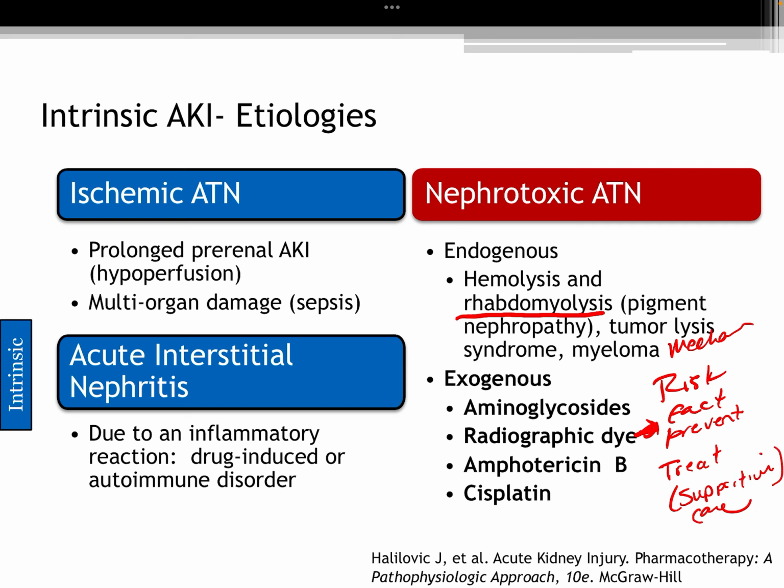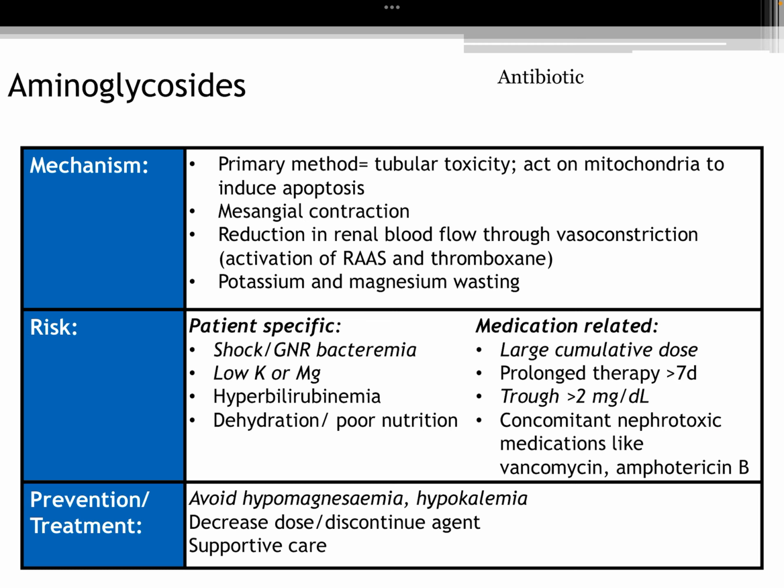So don't get too in the weeds about some of this stuff, but I'll try to point out what's important. So let's start out with aminoglycosides. Their primary mechanism of renal injury is via tubular toxicity, and they act on the mitochondria to induce apoptosis.